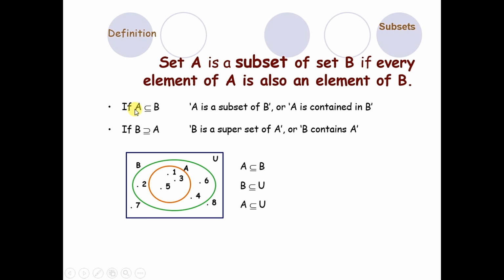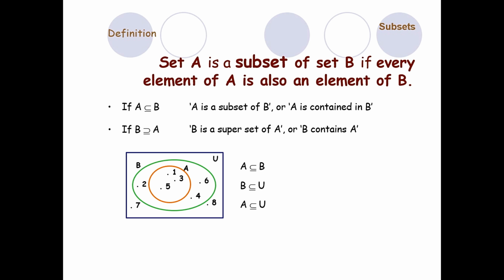Now, if this symbol is reversed, then it is not known as the subset. Instead, this is known as the superset. So if B is a superset of A, then we can say that B contains A. Now, let me emphasize this one. Subset and superset are almost the same depending on how you put the sets first. So if the bigger set is put before the smaller set, then you use the superset. But if the bigger set is put second after the smaller set, then you use the subset.